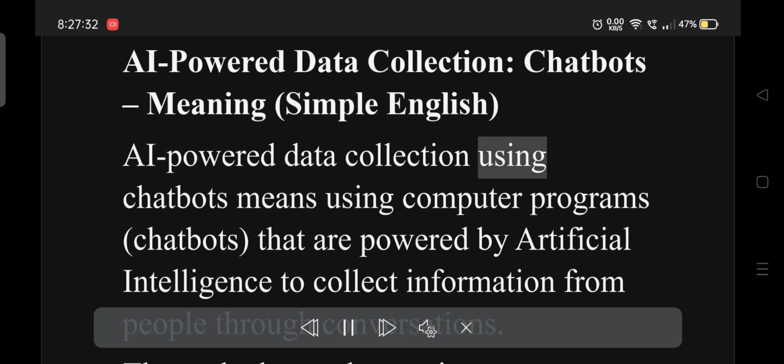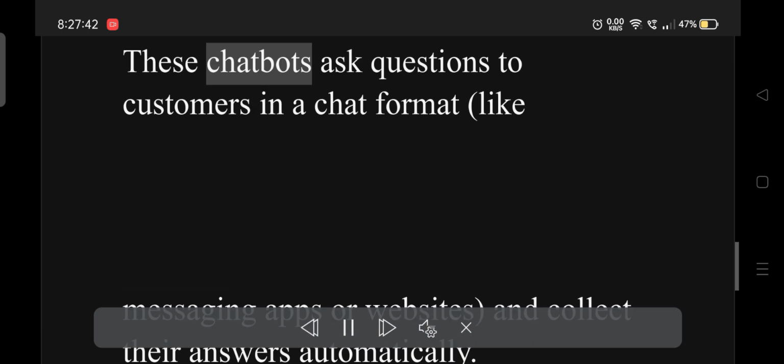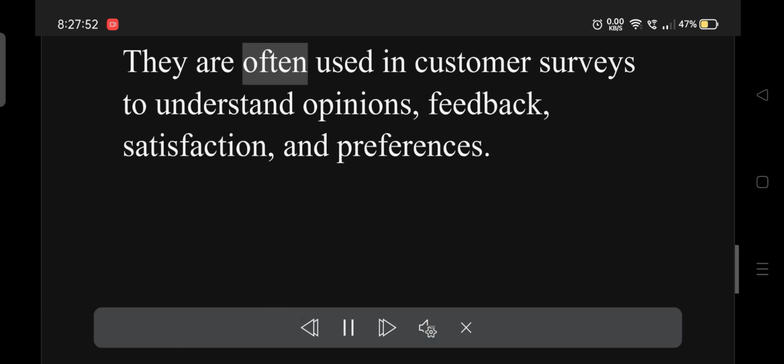AI-powered data collection, chatbots, meaning, simple English. AI-powered data collection using chatbots means using computer programs, chatbots, that are powered by artificial intelligence to collect information from people through conversations. These chatbots ask questions to customers in a chat format, like messaging apps or websites, and collect their answers automatically. They are often used in customer surveys to understand opinions, feedback, satisfaction, and preferences.